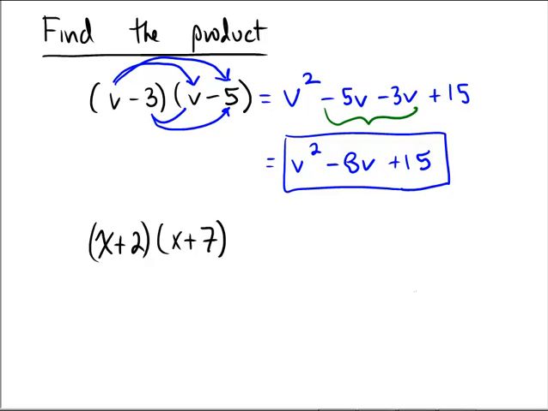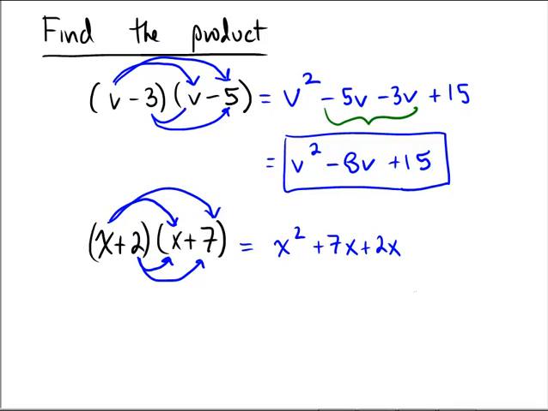So let's do that once more for practice here. First, we have x times x, and x times x is of course x squared. Then we have an x times a positive 7, which would be a plus 7x. Then there's the 2 times the x, which is also positive, so you get a plus 2x. And then there's a 2 multiplied by a 7, which is a 14.